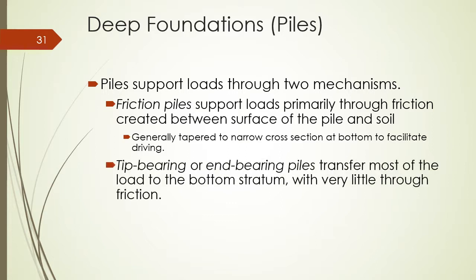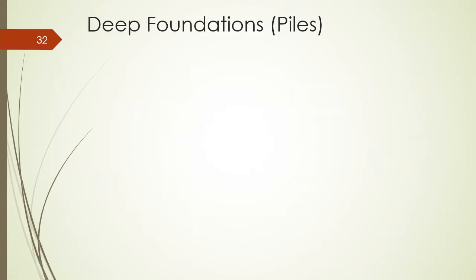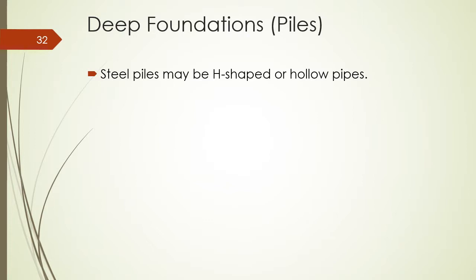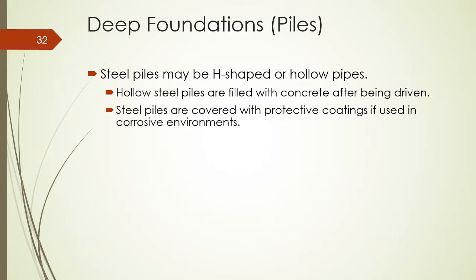If they're tip bearing or end bearing, they will transfer the load to whatever the pile is resting on and do not depend on friction soil. They will be smaller in cross section than drilled piers, and they will be installed in groups. The steel piles might be H-shaped or hollow pipes. The hollow pipes are then filled with concrete after they are driven. Steel piles are going to be covered with protective coating if they are used in corrosive environments.